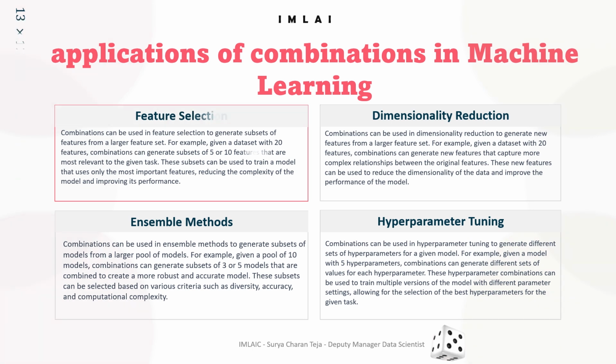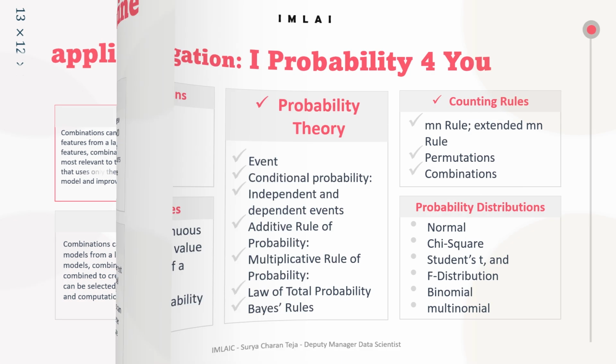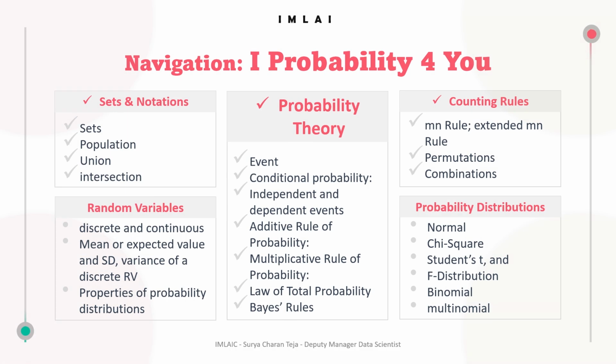With this, it's a big wrap up for counting principles, counting rules. So now let's get into our navigational map of the Intuitive Probability course, and let's figure out where we are. So far we have seen sets and notations. In this, we have discussed sets, population, union, intersection. Once that is done, we moved to probability theory.